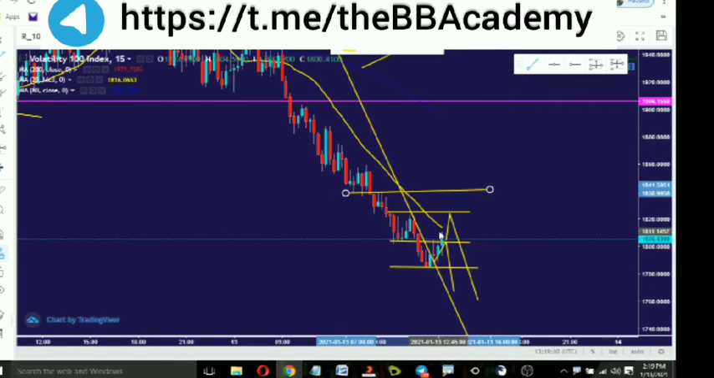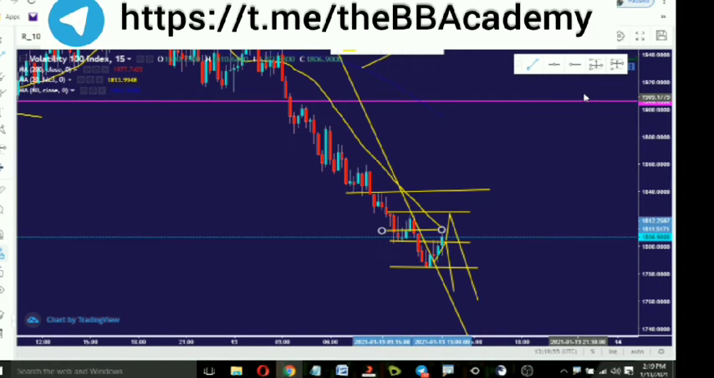You see, if it's trying to fight through this level, that's because here is also some kind of support and resistance level in one way or the other. There are a lot of support and resistance levels everywhere. It's just you understanding what's happening. So what you want to do right now is watch out for what the market is actually doing.